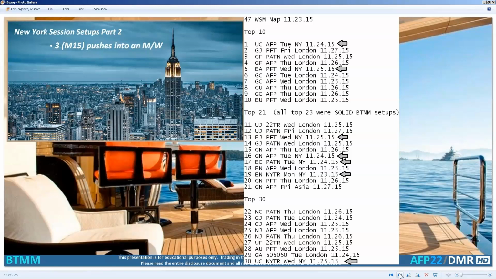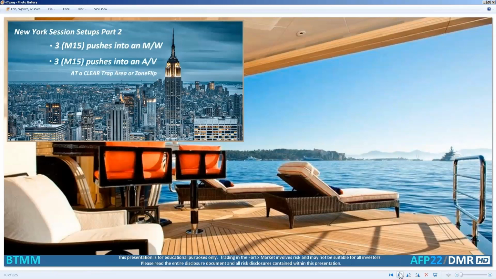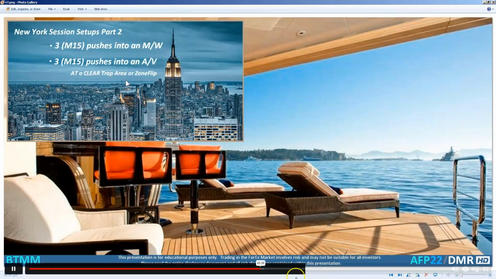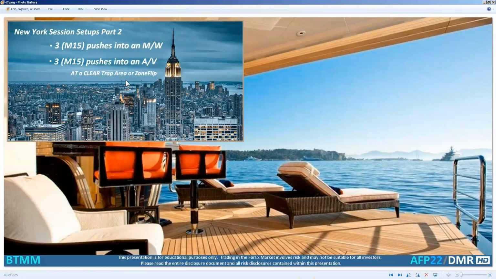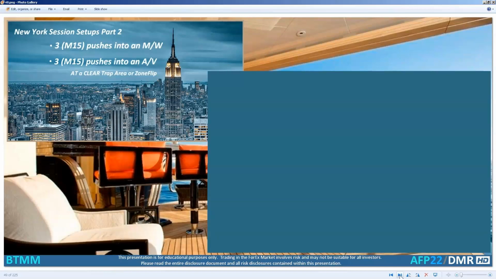Okay, let's look at our next trade here. 3 M15 pushes into an A or a V pattern with the extremely required caveat at a clear trap area or zone flip. And those of us who've been around Steve's group for a while, if you remember way back, some of his early traders from an unmentionable venue had something called the Empire State Candle, so it's rather fortuitous that this photograph is showing up for an AV trade. Let's walk through the specs of it, shall we?